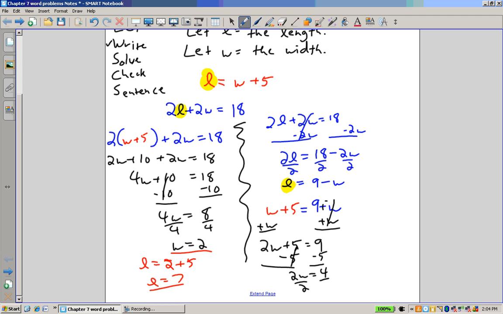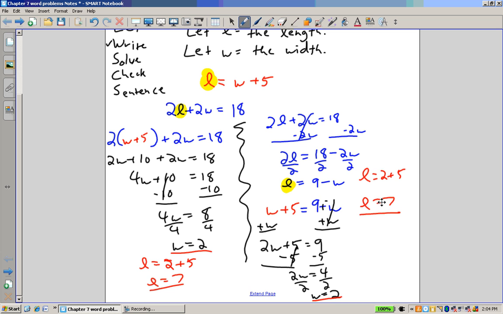Then multiply, divide. So W equals 2. So you can see it's a little bit more work on this side, but it is a little bit more straightforward to understand. So whichever method you prefer. And now that we have W, we're going to do the same thing. Plug in. So L equals, in this case we think W is 2 plus 5. So L equals 7. So we have L, we have W, which of course are the length and the width.